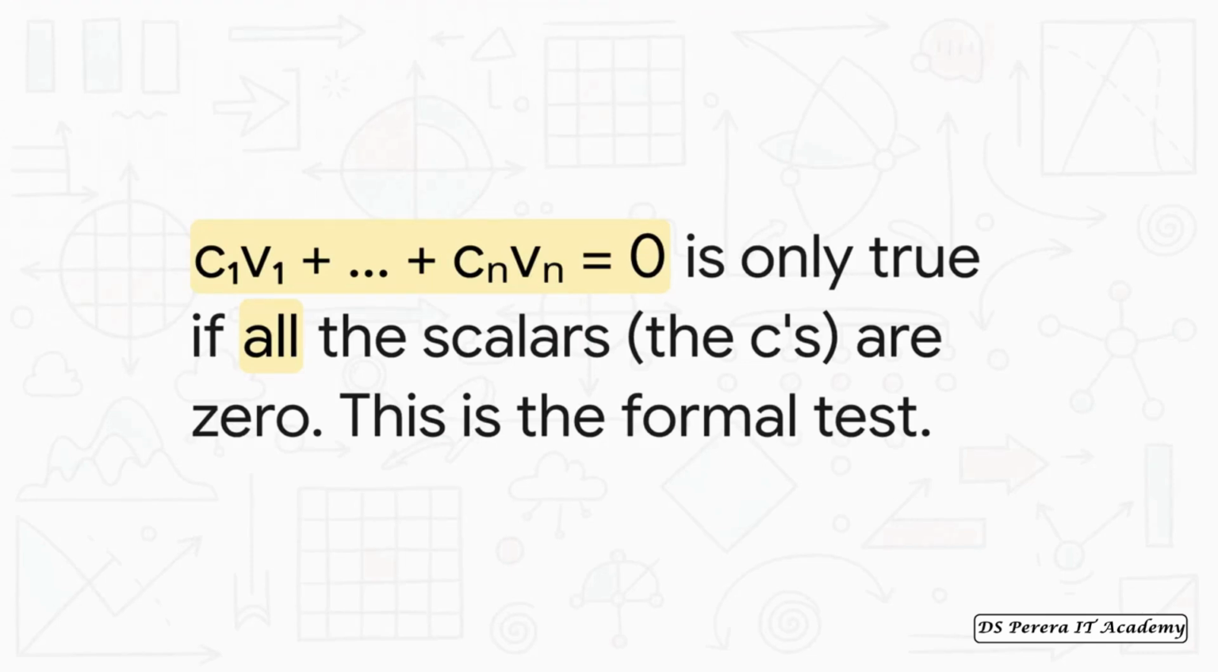And of course, there's a formal mathematical test for this. The only way you can combine a set of linearly independent vectors to get the zero vector, the vector of all zeros, is if you multiply every single one of those vectors by the scalar 0. If you can find any other combination of scalars where at least one of them isn't 0, that means the vectors are what we call linearly dependent.